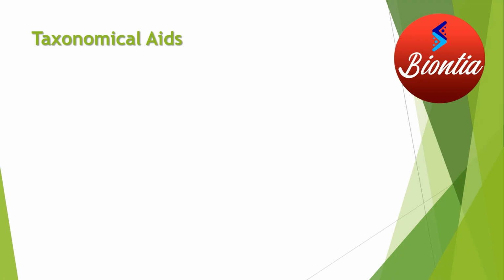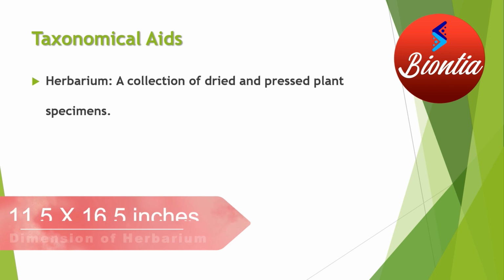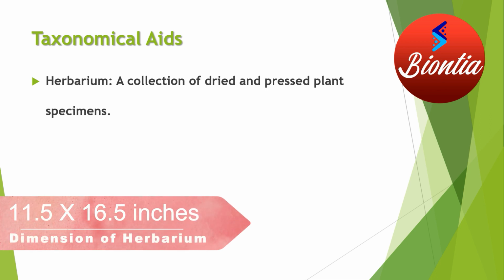Let's start the second part of this video, the taxonomical aids, and the first one is the herbaria. Now this is nothing but a collection of dried and pressed plant specimens that is kept for future reference, and it also helps in taxonomy, so that's why it's placed in taxonomical aids.